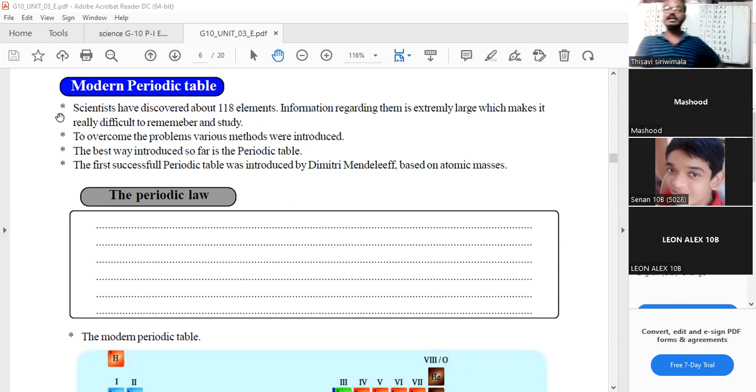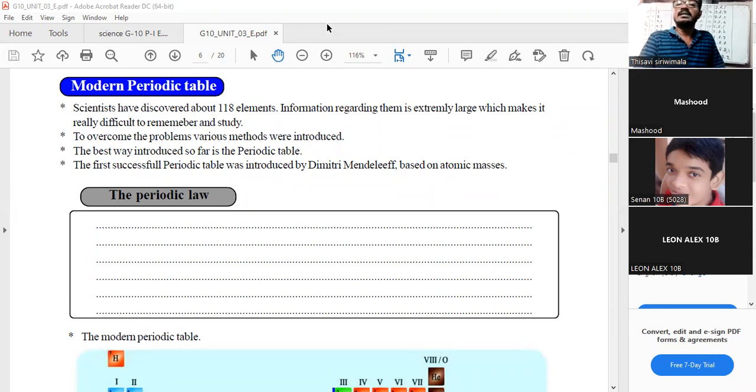So this should be corrected as 150, because they couldn't give a proper value. The scientists are always discovering things, and some scientists are producing new elements also, naturally occurring, then artificially made. That's why the number is different in different books. So anyway, you can put 115. That has not much effect on our studies. It's okay.